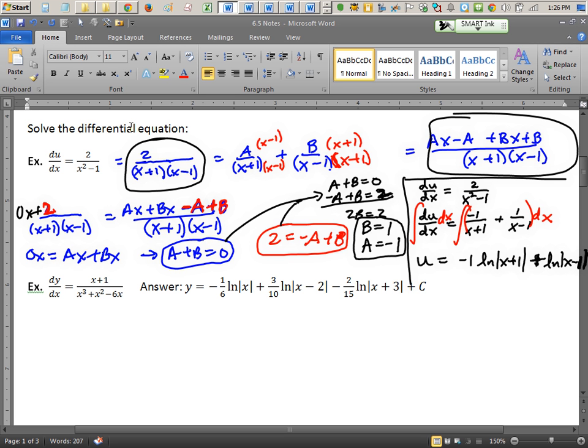So that says x minus 1 right there at the end. Sorry. Don't forget the plus c, and you don't have to write negative 1 if you don't want to. So it's basically ln of x minus 1 minus ln of x plus 1 in the end.